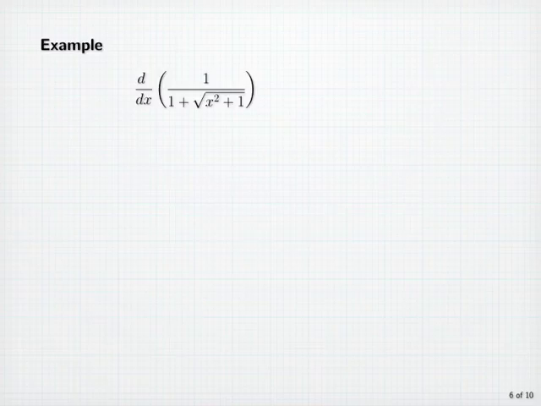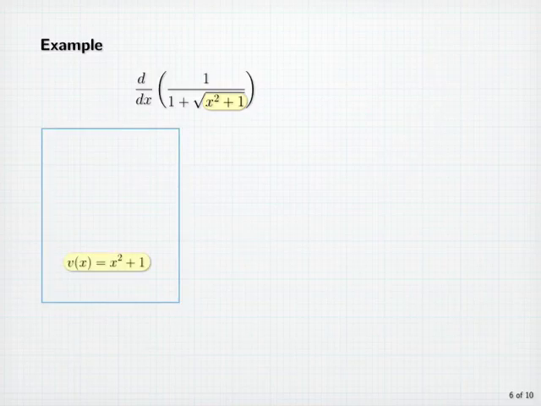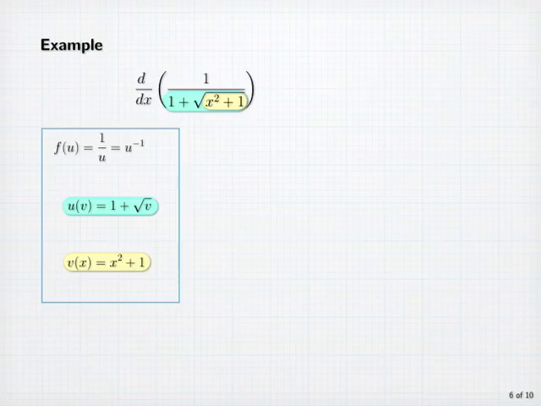Example, the derivative with respect to x of 1 over 1 plus the square root of x squared plus 1. Now the innermost function here is x squared plus 1, so let's call that v of x. This function x squared plus 1 is inside the function u of v equals 1 plus the square root of v, and 1 plus the square root of x squared plus 1 is inside of the function f of u equals 1 over u, or u to the minus 1 power.